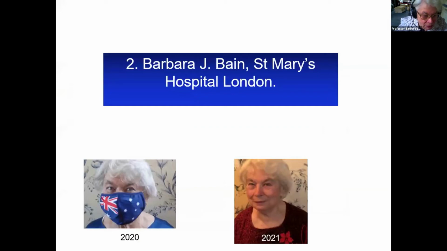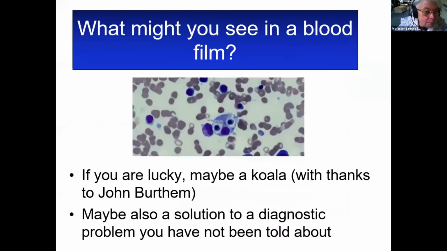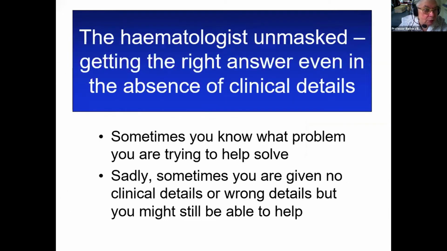Here I am, masked and unmasked. And I'd like to acknowledge John Bertham's contribution. I'm sure the Australians among you will notice that he's managed to photograph a koala in a blood film. If you're lucky, you might see a koala or some other interesting shape. However, you may also find a solution to a diagnostic problem that you haven't even been told about, which is what happened in the patient that I'm about to tell you about.